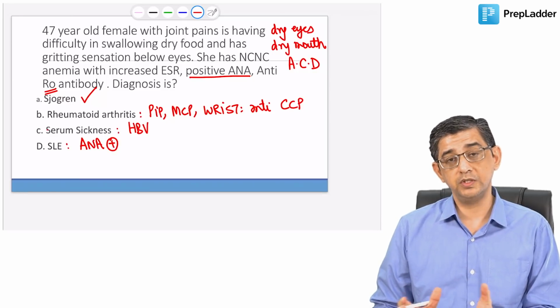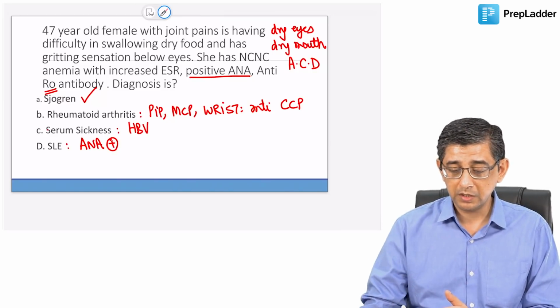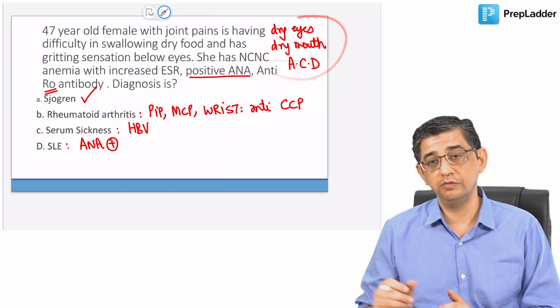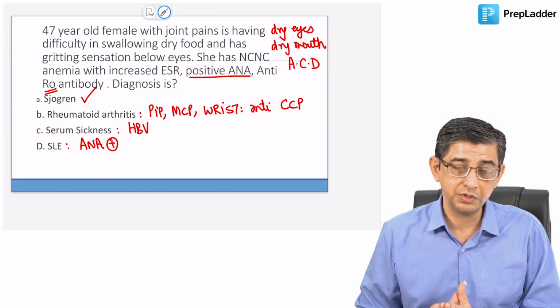The correct answer therefore is Sjogren, and the keywords dry eyes and dry mouth, they will definitely help you confirm the diagnosis of this case. The answer to this question is option number A.